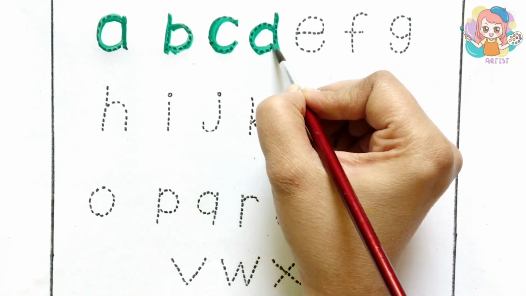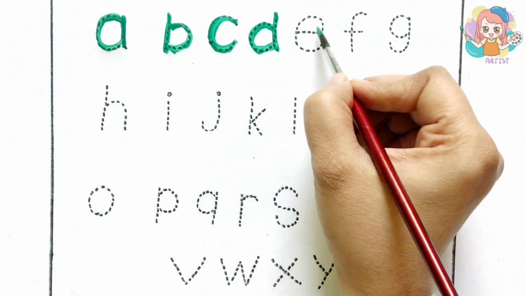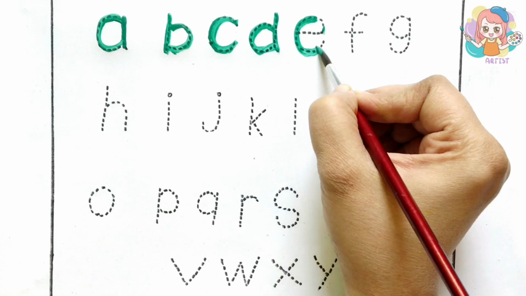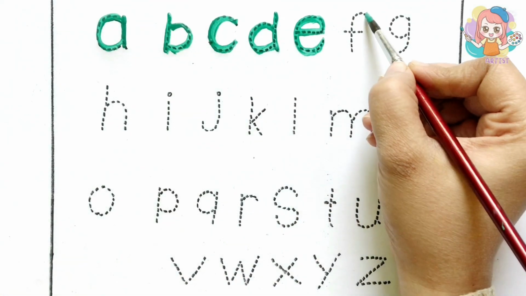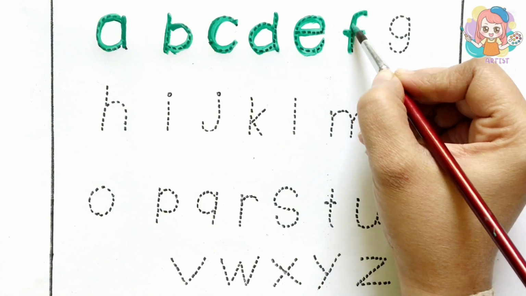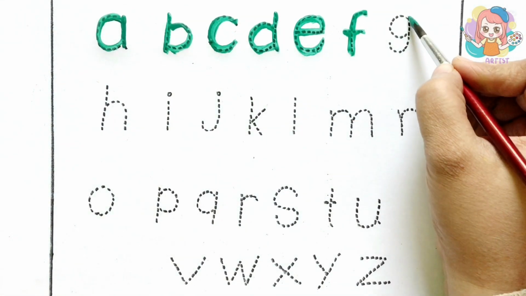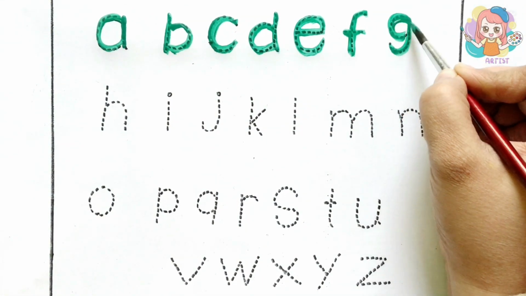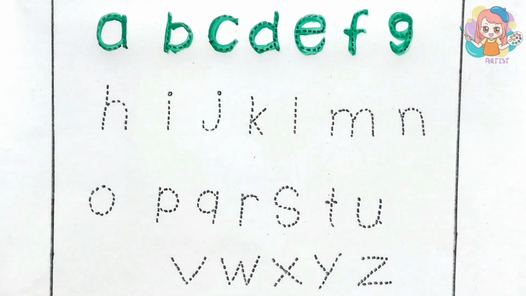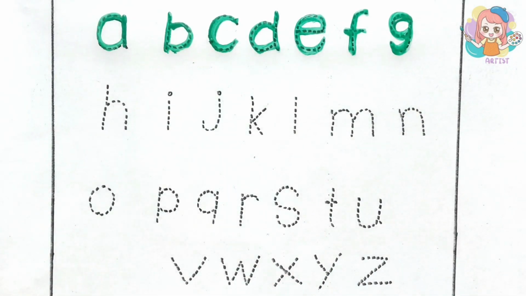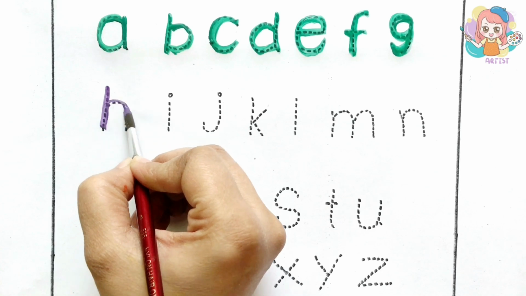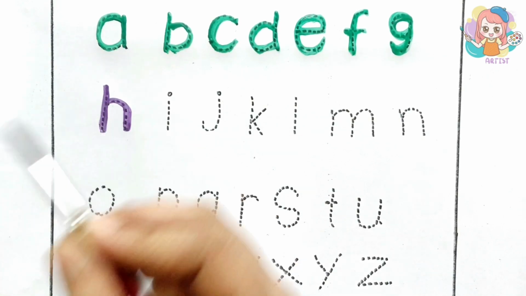D. D is for doll. E. E is for egg. F. F is for flag. G. G is for goat. H. H is for hat.